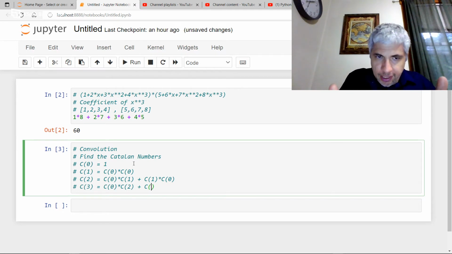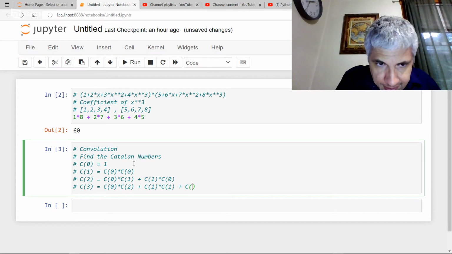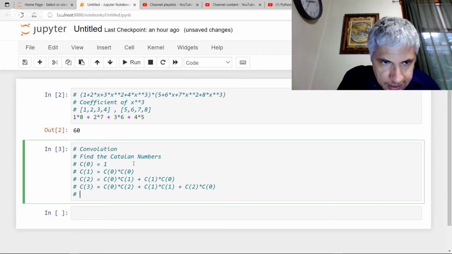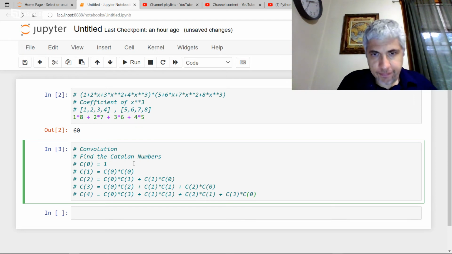I'm going from left to right and then moving in each towards the middle until I get to the other side. Maybe one more for clarity, just in case you need it. So what am I going to get here? Well, C0 times C3 plus C1 times C2 plus C2 times C1 plus C3 times C0. So that's one of many ways to compute the Catalan numbers.